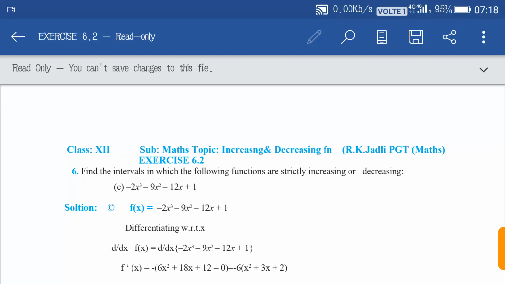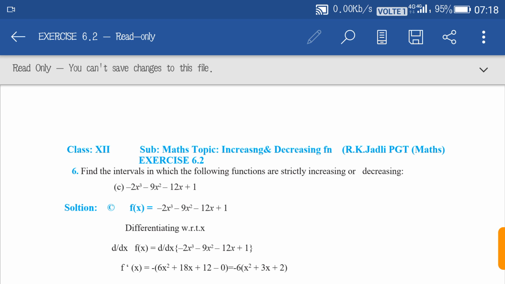Good morning, students. Today I am taking some questions from exercise 6.3 related to increasing and decreasing functions. Here, from the exercise, question number 6: find the intervals in which the following functions are strictly increasing or decreasing. I am taking one part of it, that is the C part.